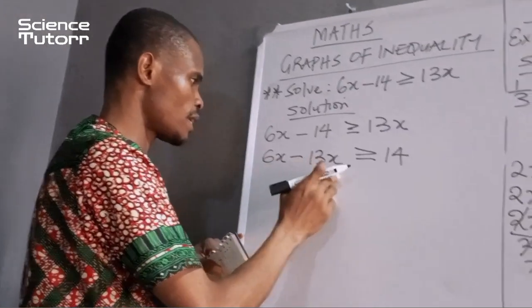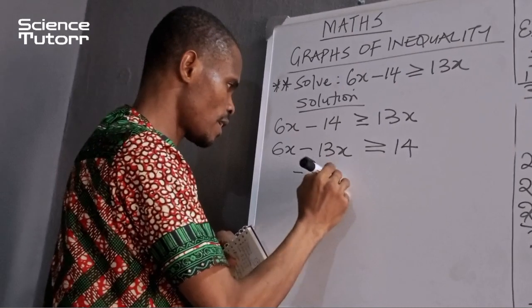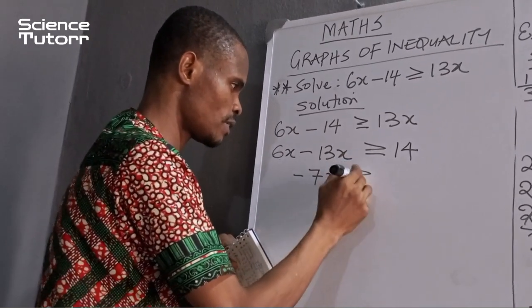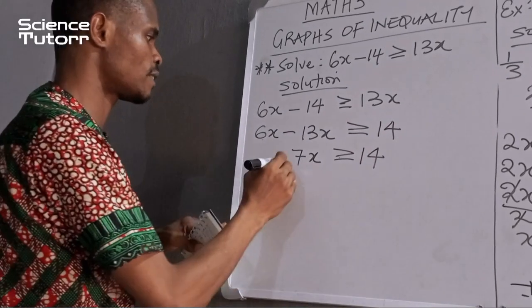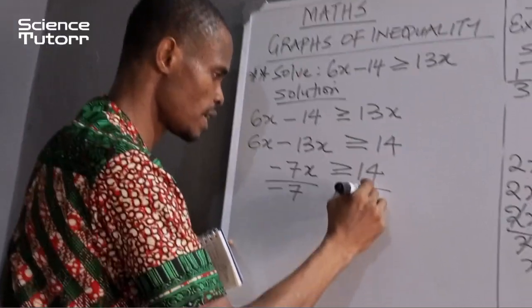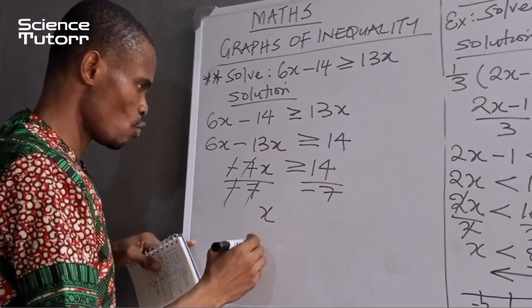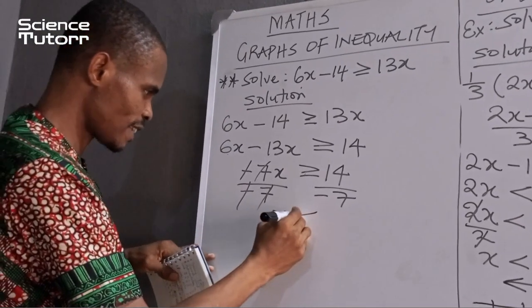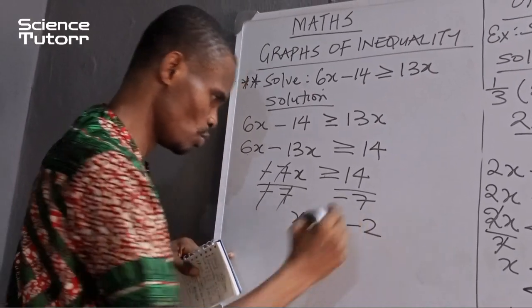So 6x minus 13x will give me minus 7x. And minus 7x is greater than or equal to 14. So I'm going to find x by dividing through by minus 7, minus 7, so that this cancels this. So x will be less than or equal to minus 2.